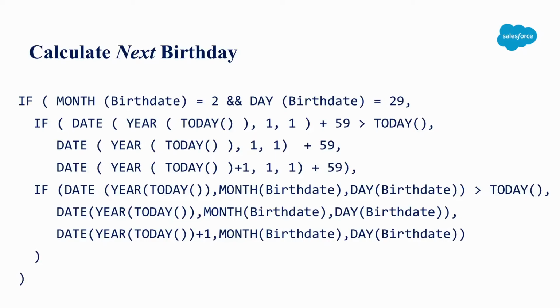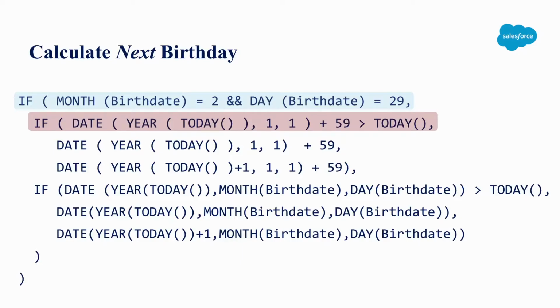So we start, again, checking for that leap day. So if the month of their birthday is 2 and the day of their birthday is 29, hey, they're a leapling. Did you know that that's the word for someone born on a leap day? They're a leapling. So they're a leap year baby. So if that's the case, we're going to check for something else. Is the 60th day of this year greater than today?